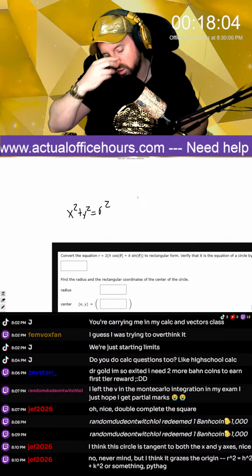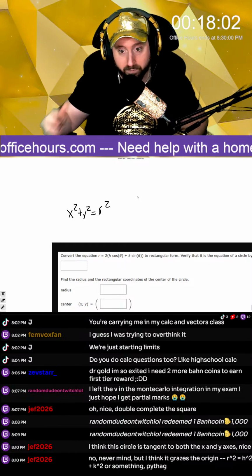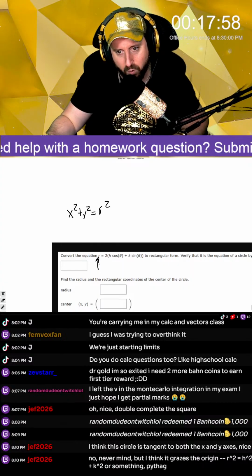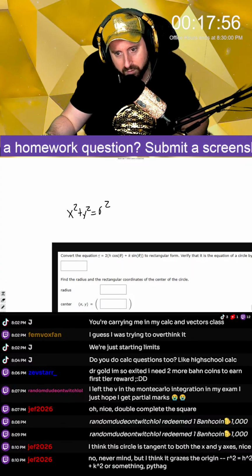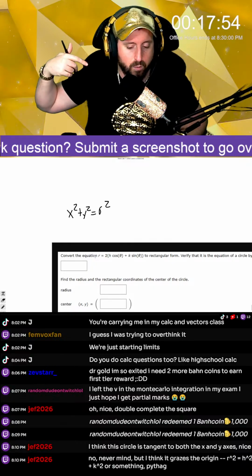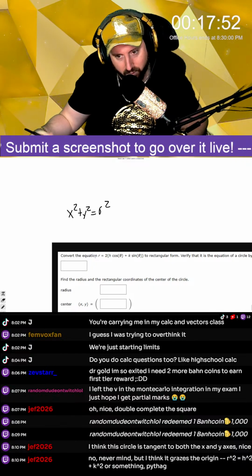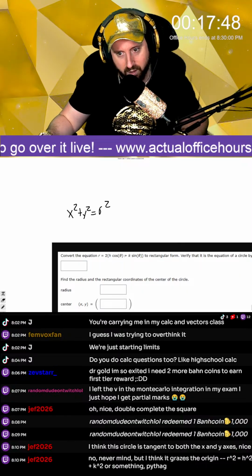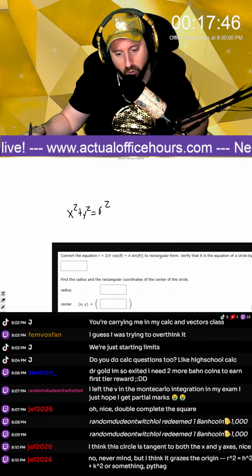Right? So, you kind of want an r squared or something squared somehow, so that's why I just multiply this by r to get r squared. But then I'm like, oh, but I also need x squareds and y squareds now, but I can convert that r squared into an x squared plus y squared. And then these will be terms of x and y.